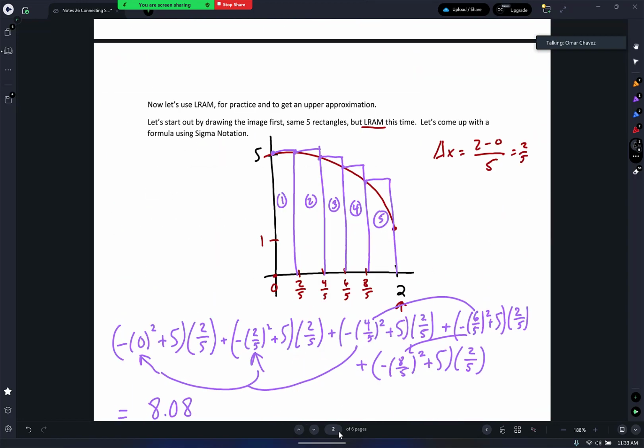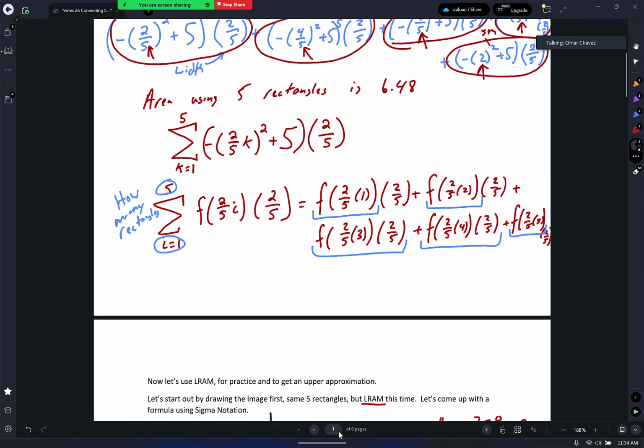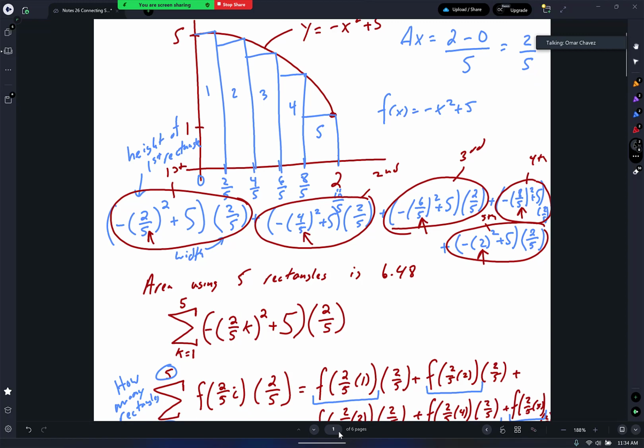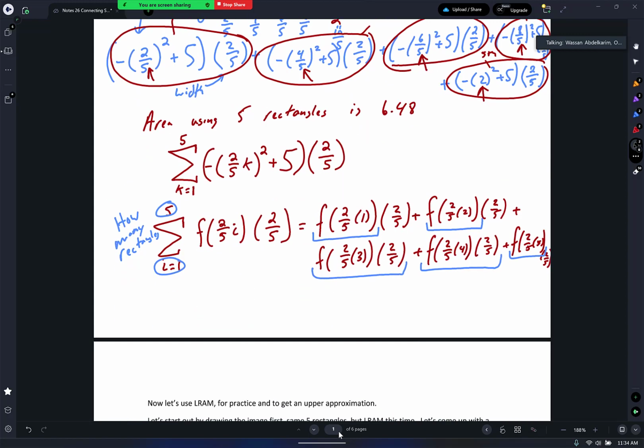Yes. Maybe I should rearrange my question better, because that's not a very good question. If I made the number of rectangles for LRAM, for this guy right here, approach infinity, and I made the number of rectangles for this guy right here approach infinity, would I get the same number? Would they converge to the same number? Yes, they would.